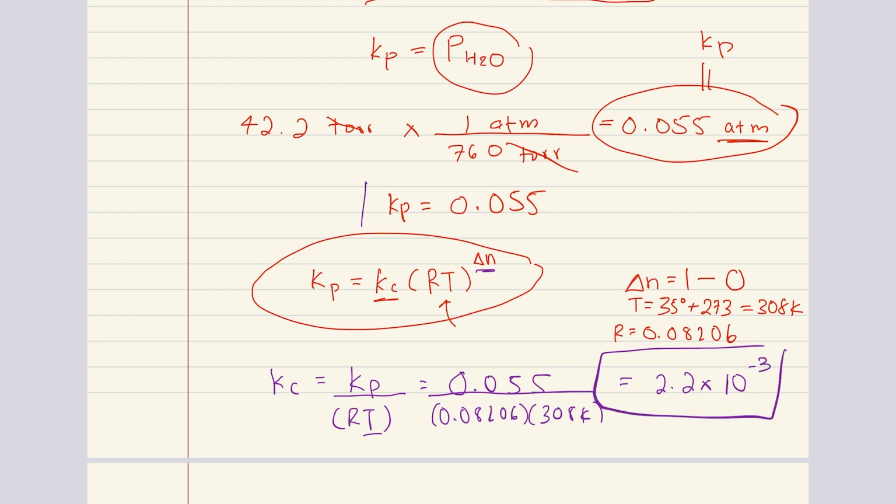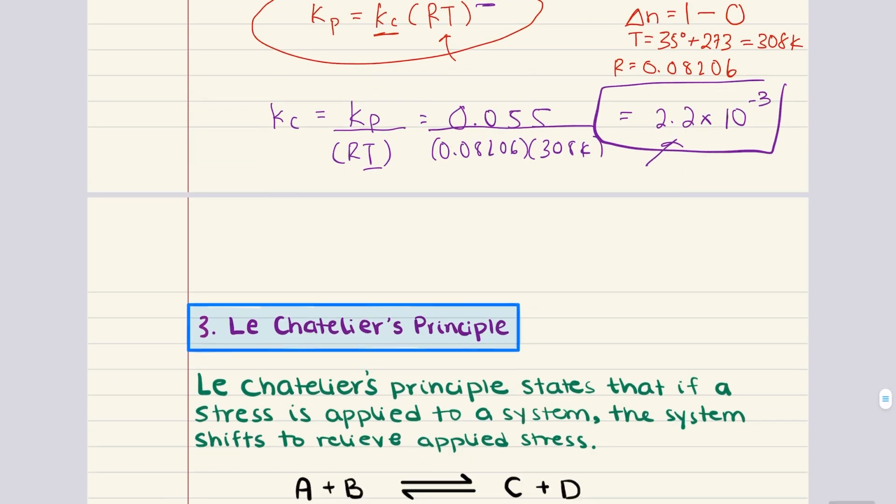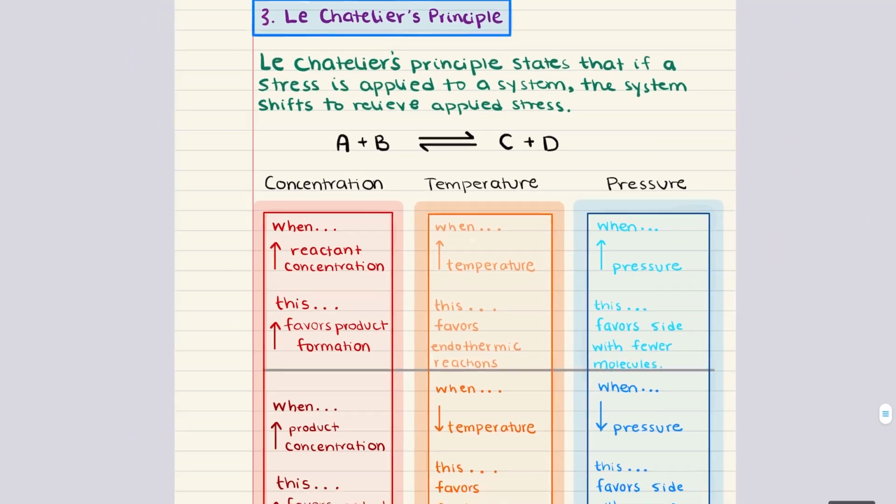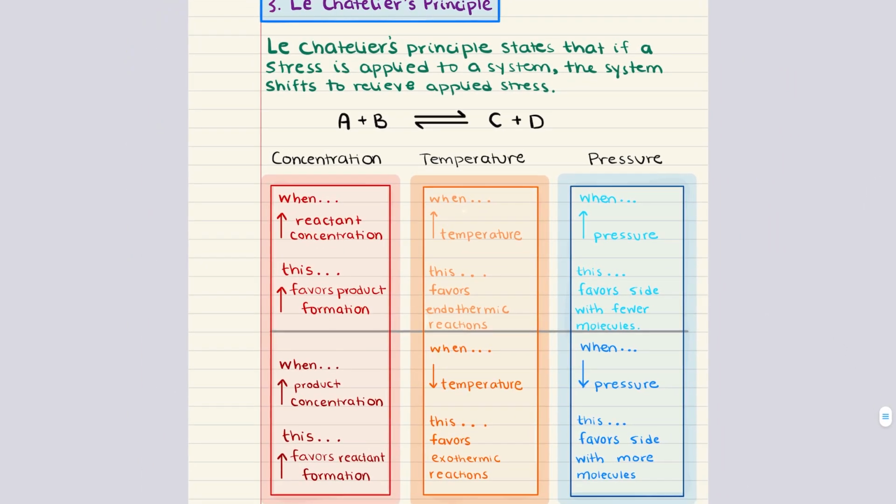So there we have it. We figured out our Kp. It's equal to 0.055. And our Kc is equal to 2.2 times 10 to the negative 3. And with that, we've solved this problem. And we can go ahead and move into our third objective.